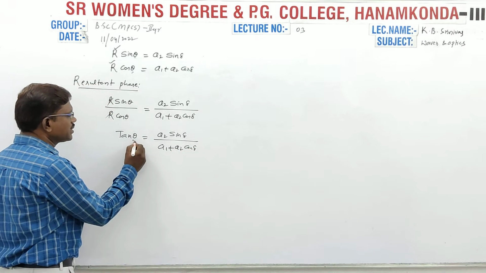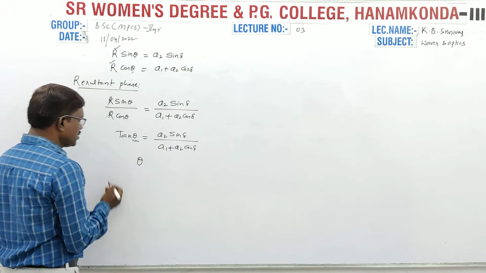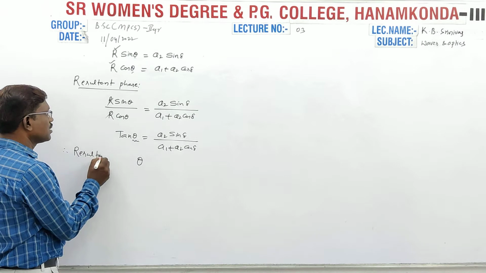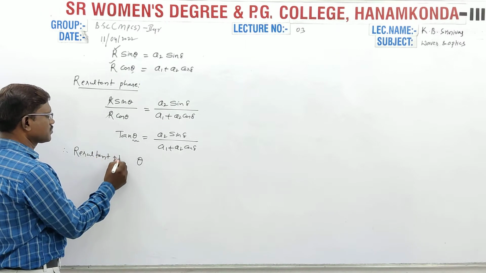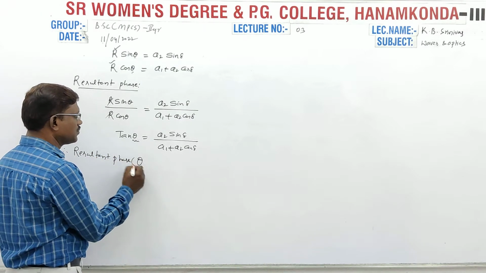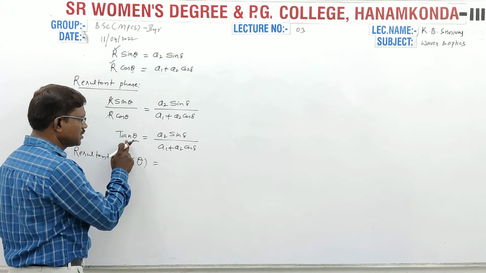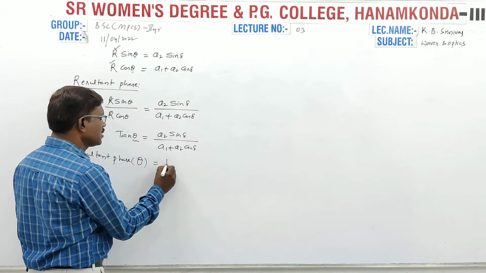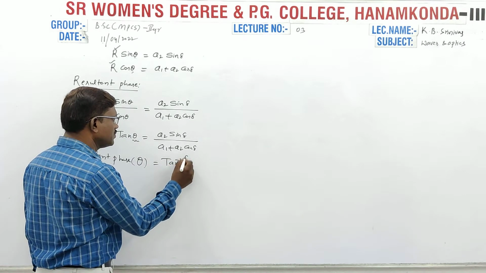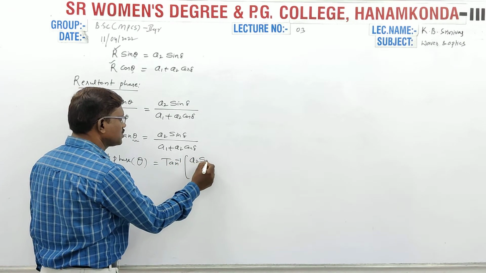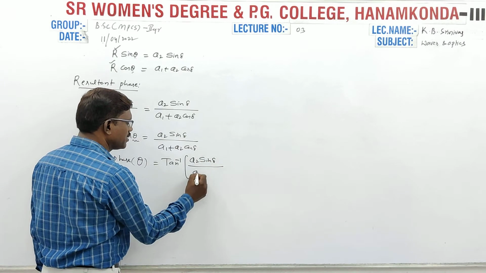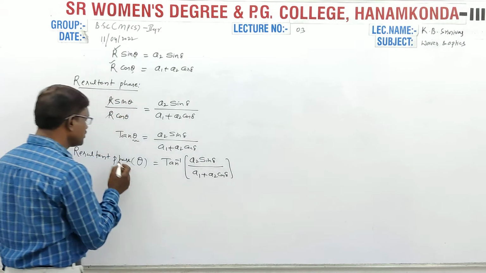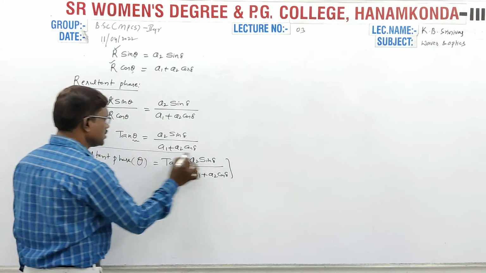So I want to calculate the theta value individually. Therefore, the resultant phase of the two waves after overlapping is equal to, taking this tan from LHS to RHS, it becomes tan inverse of A2 sin delta whole divided by A1 plus A2 cos delta. This is the final expression.